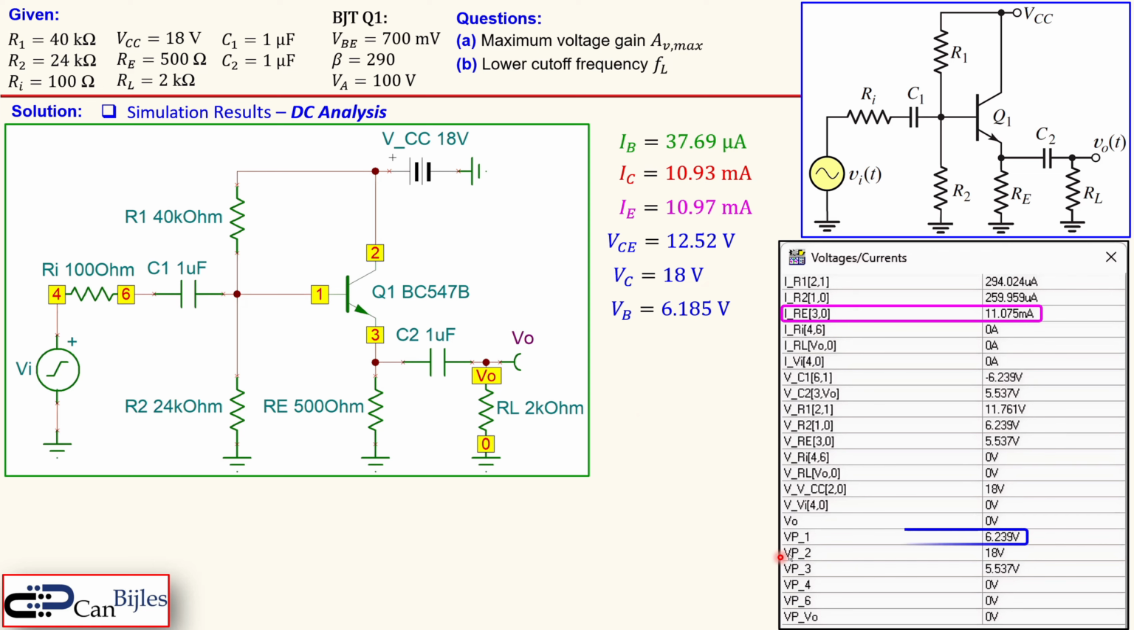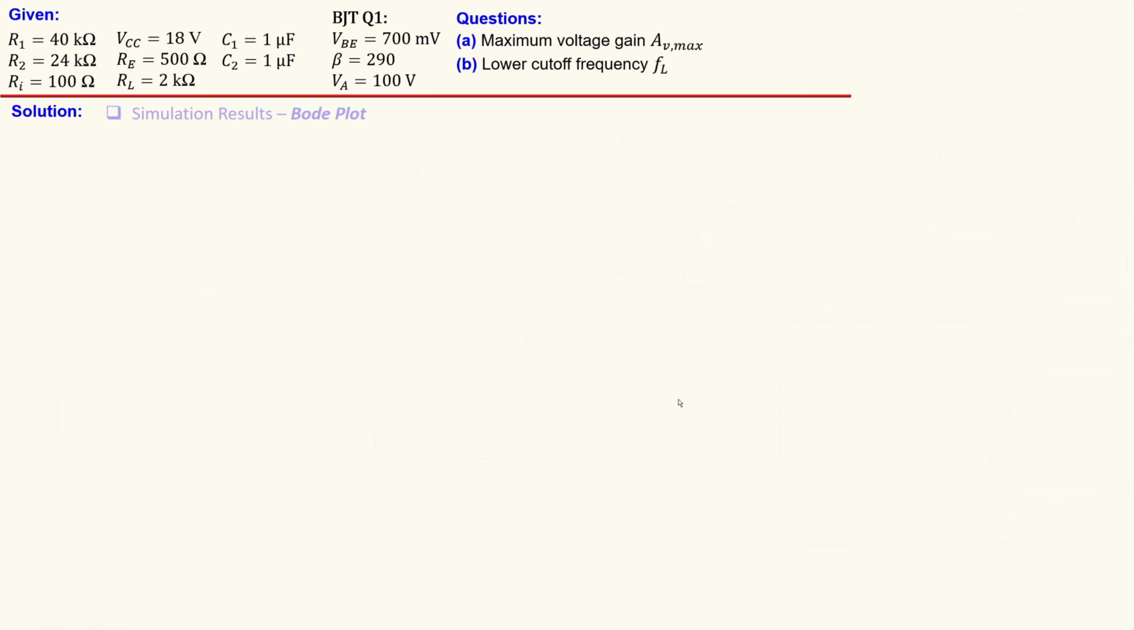You also see here the voltage at node 1, which is 6.24, let's say, volts. I see here 6.19 volts, so also very close, so you can say this is in good agreement. You also see at node 2, which is exactly 18 volts, of course, because that's just connected to the power supply VCC.